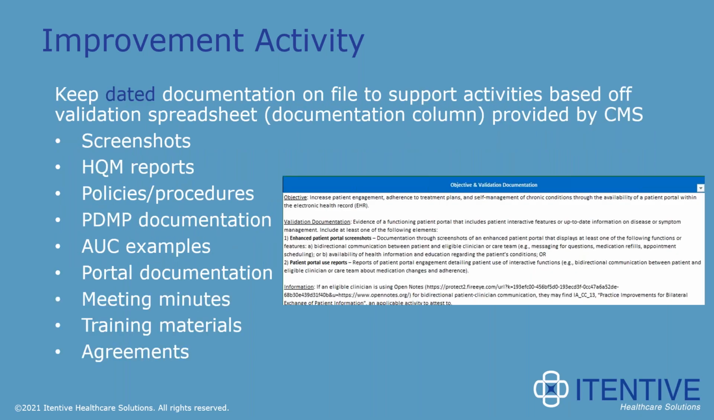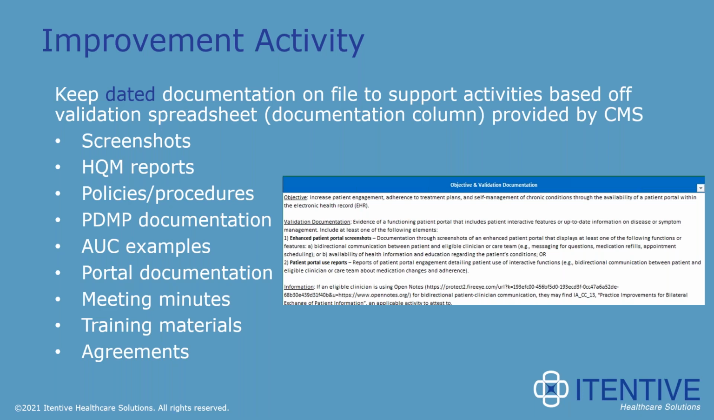Now, for this category in particular, it's hard to give examples like PI because everyone's going to be different. My recommendations are to immediately download the data validation file for improvement activities, select activities that your practice is already doing and doing well, and then follow the suggested documentation for the activity in that file to dictate what you save down. So again, some examples that we've seen clients save down are screenshots of functionality, some HQM reports, policies and procedures that you have in place, AUC examples, portal documentation, maybe meeting minutes or training materials, or any type of agreements as well.